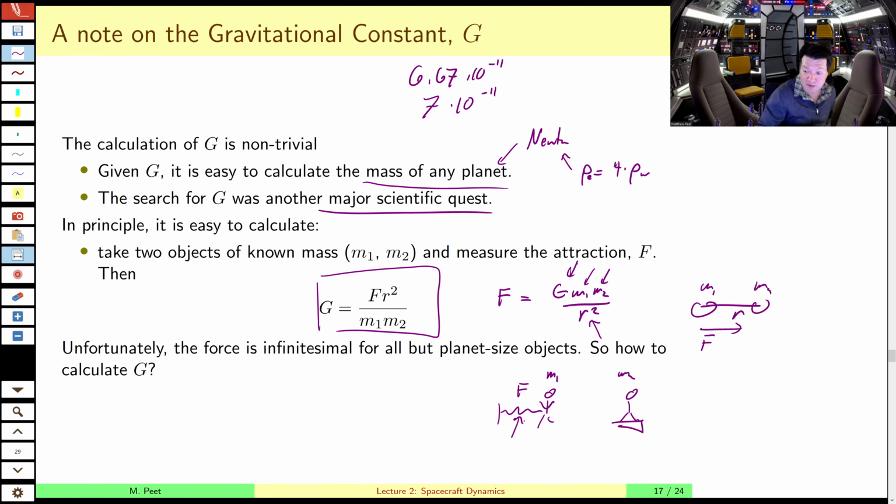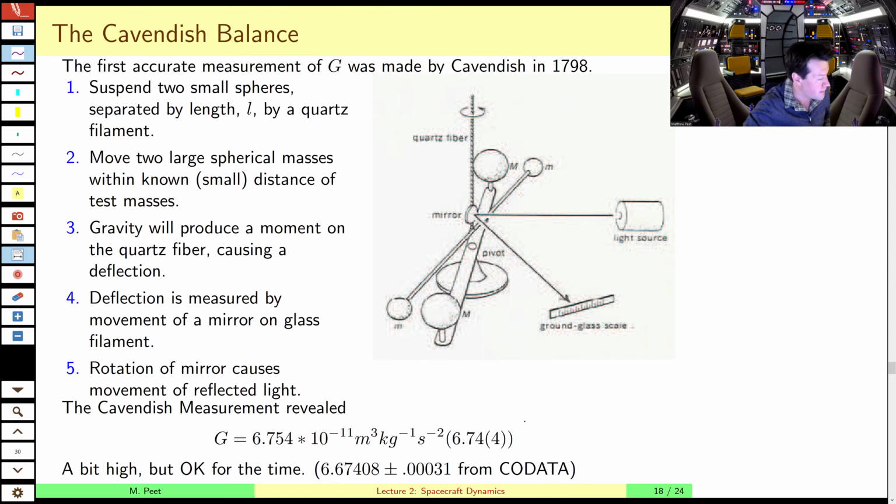So how was it done? The first accurate measurement, sorry, I said 1768, it was actually 1798, so a little bit off there. The first accurate measurement of the gravitational constant of the universe was made by Cavendish through what's called a torsion balance apparatus. And incidentally, torsion balance apparatuses are still the most accurate means of measuring the gravitational constant of the universe, as we'll show in the next slide.